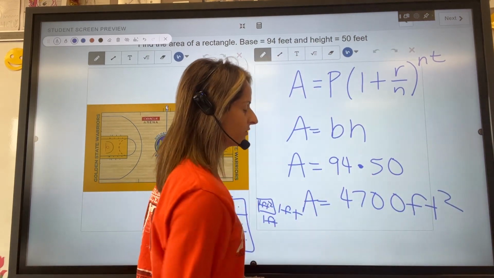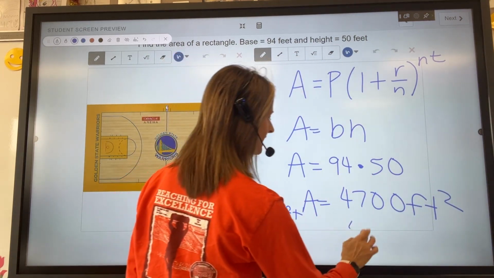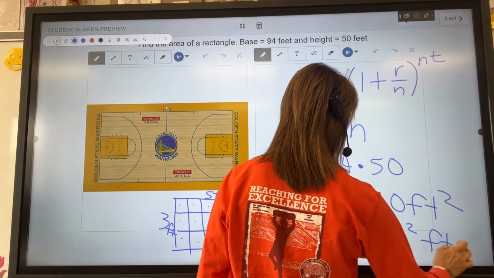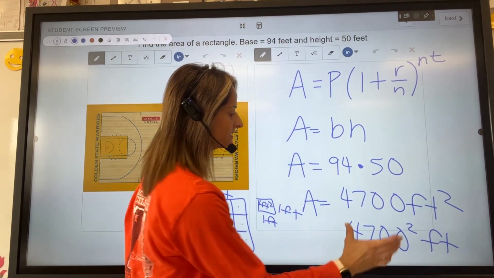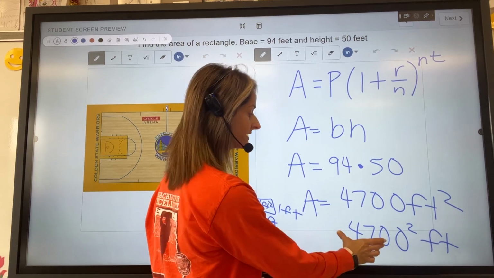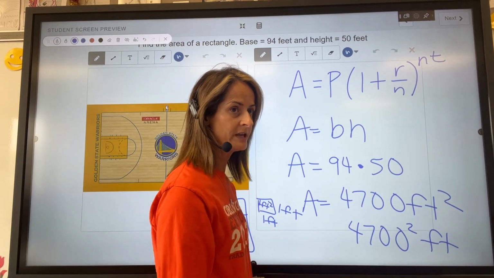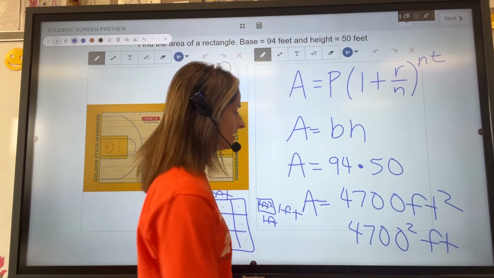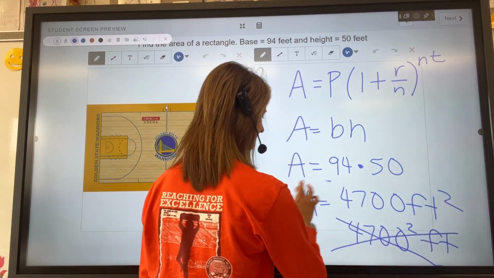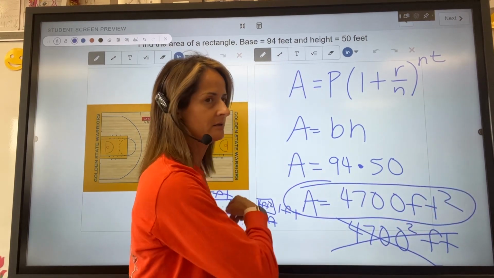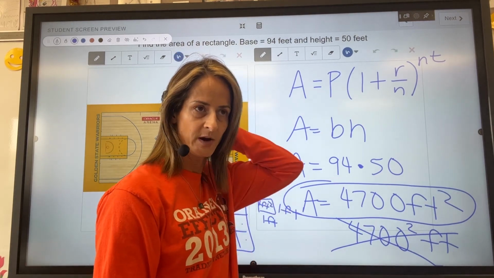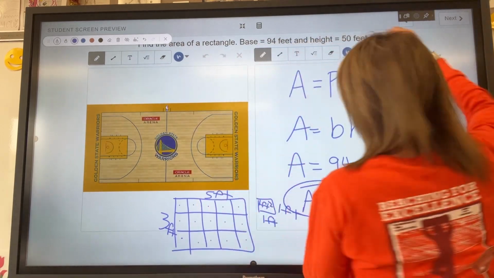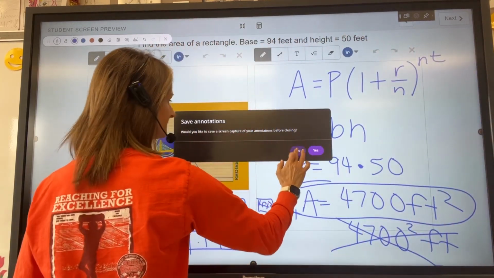You need to put the squared with the unit. Do not write it like this. I see this all the time. This means something different. This means 4,700 times 4,700 feet. Feet can be measured with a ruler or a piece of string. It's a distance. So don't write it like this. This is the answer. Or you can write the words feet squared or square feet. Good? This is a good review.